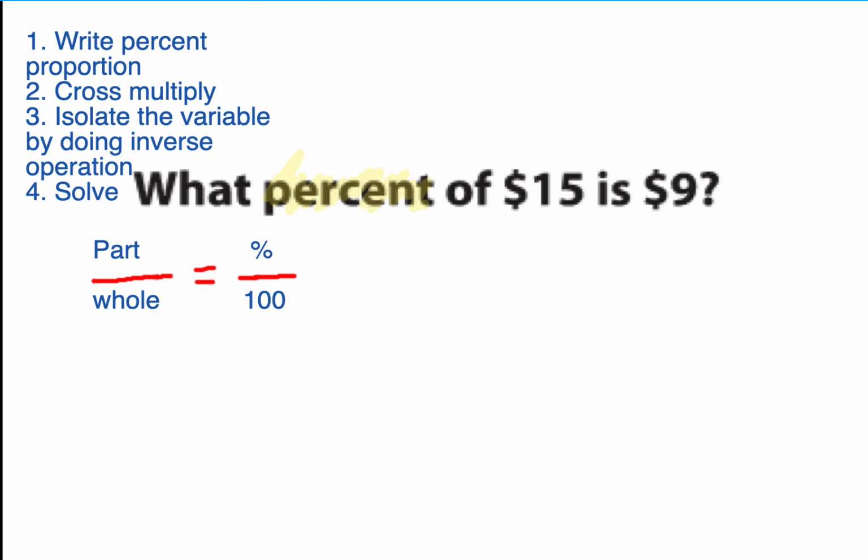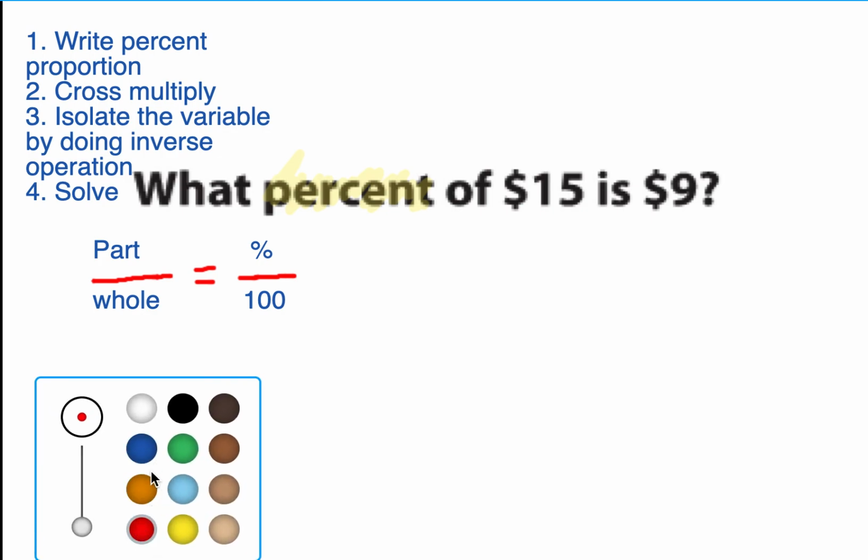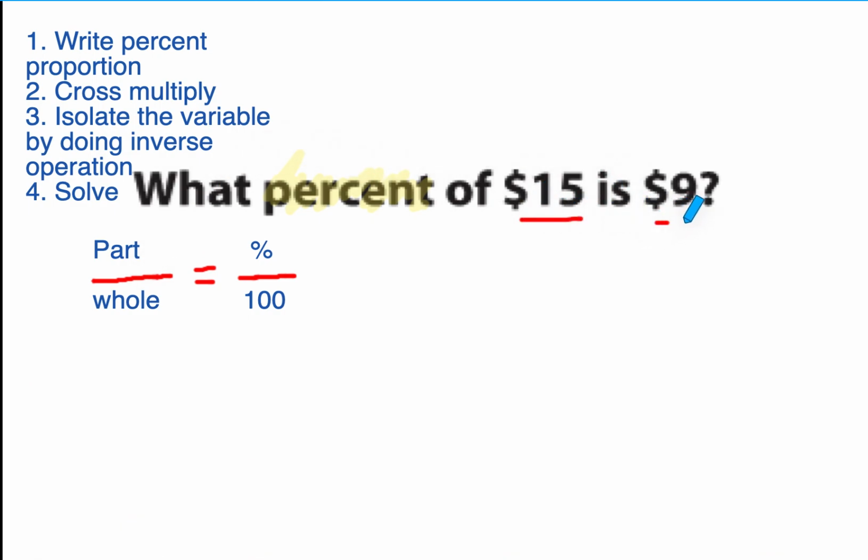So if I was going to fill this out, it's pretty simple. All I do is take a look at the numbers that I have here. Between these two numbers, $15 and 9, you know that the whole amount has to be 15, because that's the entire amount that you have. 9 is a smaller number, so it's part of it. So the part should be on the top, and the whole amount really is 15.